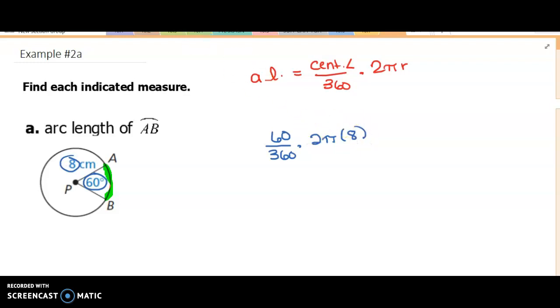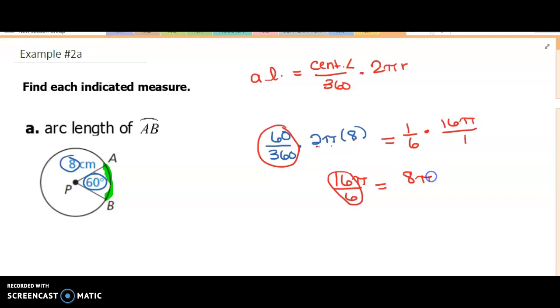Okay, now I'm just going to simplify this one step at a time. So 60 over 360 is just 1/6. 2 times pi times 8 is the same thing as 2 times 8 times pi, which is 16 pi. Okay, think of that over 1 if you want. So if I put them together, I get 16 pi over 6. My 16 and my 6 reduce. So 8 pi over 3. This would be my exact answer. Guys, and the length, I'm still talking about centimeters.